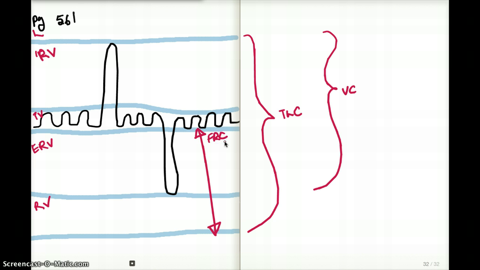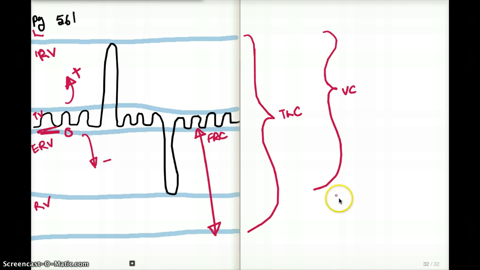Now, one thing that's interesting is that we always take FRC, or functional residual capacity, to be 0. So this level is always 0. Whenever we're going down here, we're going in negative volume. Whenever we're going up, we're going in the positive direction.